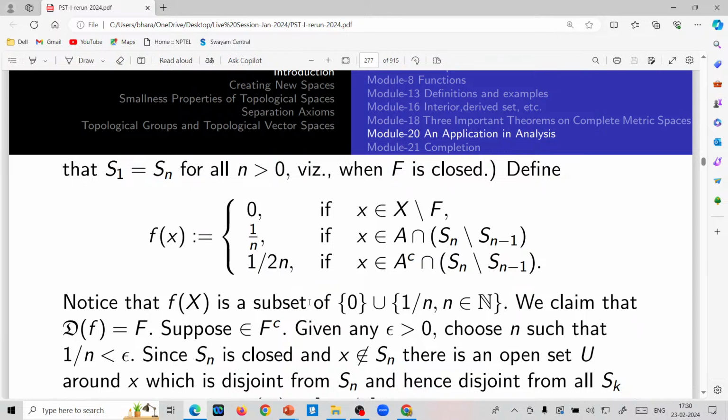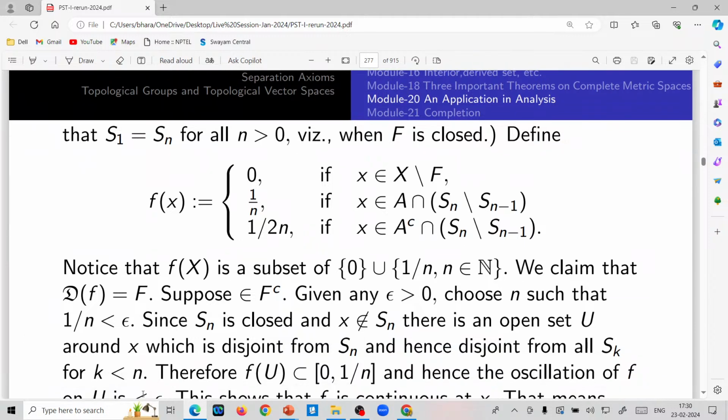Hence it is disjoint from all Sk for k less than n, it won't intersect. It may intersect Sn plus 1, Sn plus 2 and so on. But Sn it is not intersecting, because that's why I have chosen. Therefore, F of U will be a bounded subset of 0 to some 1 by n. I have put a root 2 here, it will be smaller than that. So it's 1 by up to 1 by n.